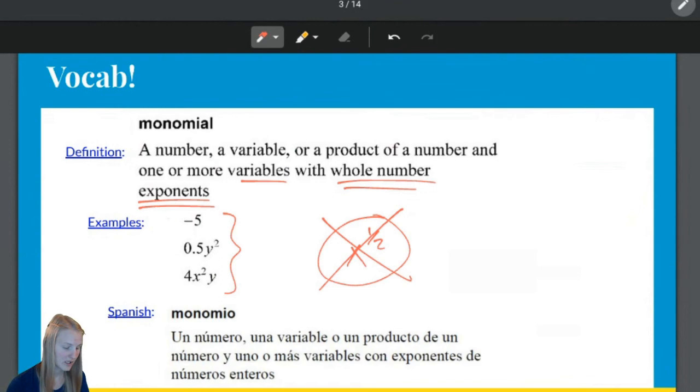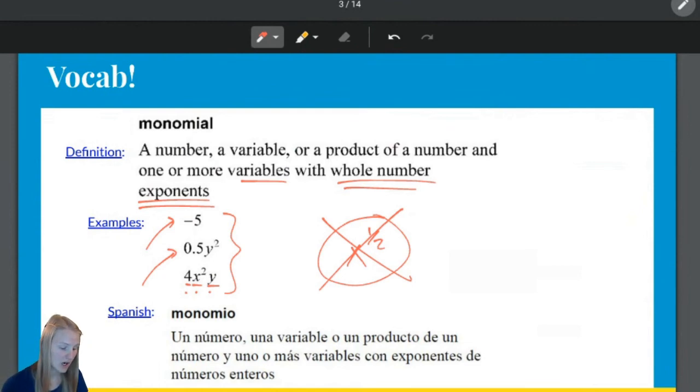-5 is just a number, but it is still considered a monomial. Here you see 0.5 times y squared. Here there's only one variable, y, still a monomial. Here you see we have x squared and y, and we have a 4 here, so we have a number and 2 variables. So that is still a monomial, because they're all being multiplied together. So as long as you have things touching like this, the 4 is touching the x squared, which is touching the y, it is a monomial.